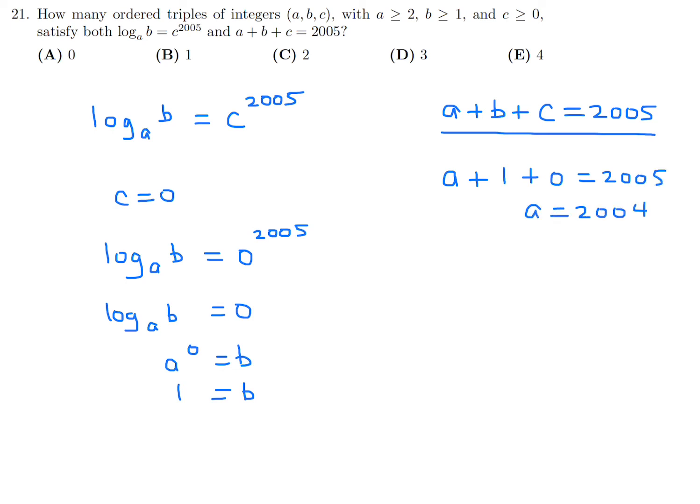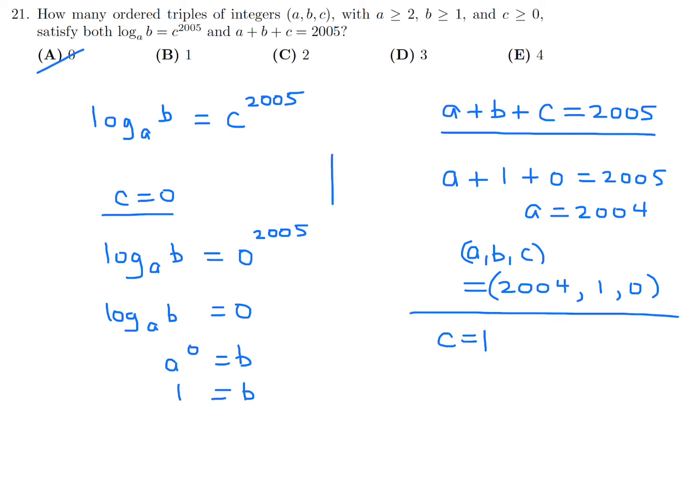So we have our first ordered triple a, b, c. We've got 2004 for a, 1 for b, and 0 for c. All right. So the answer is obviously not 0, so we can cross one thing out. Now let's set c equal to 1 and see what we get.